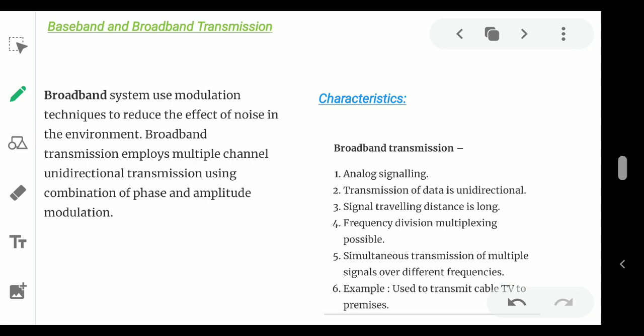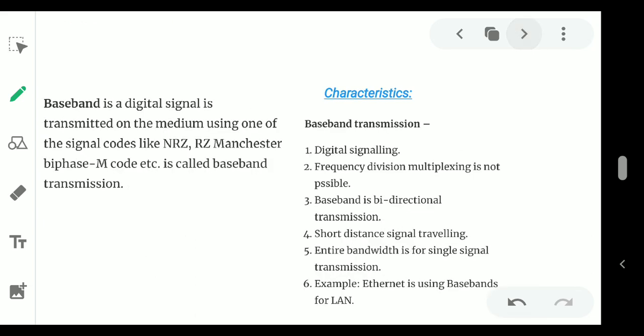It is the transmission of multiple signals over different frequencies, for example TV, the TV broadcasting that we are doing now. That is broadband. Now come to the baseband.